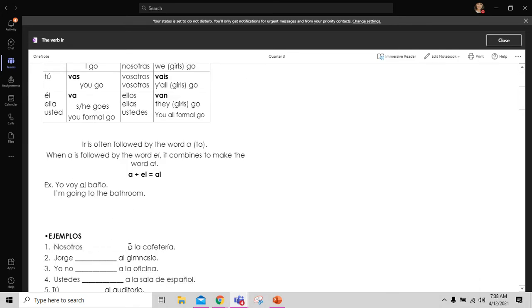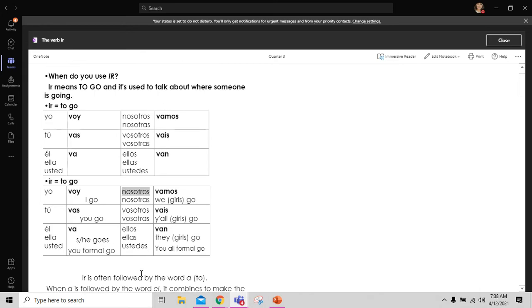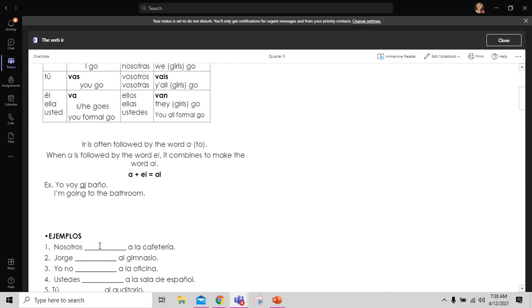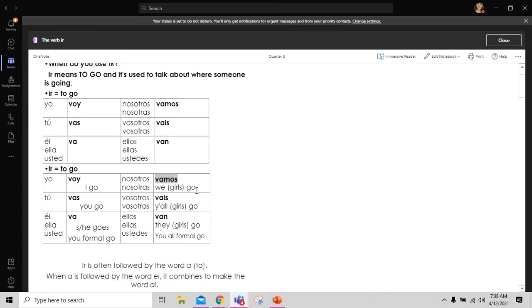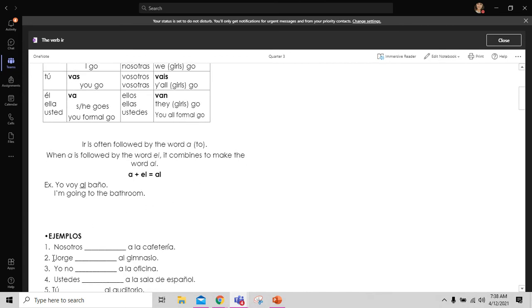Okay, so we're going to look for this one. It says nosotros blank a la cafeteria. We blank to the cafeteria. We want to say we go. So we're looking at nosotros, and we're going to find nosotros here. And nosotros, we're going to use vamos. So we're going to go ahead and type vamos here on this blank. Oh, I can't type there, because I'm just opening it as the teacher. Sorry. So the blank there that you're supposed to have is vamos. Okay? Vamos. So make sure you're typing vamos there.